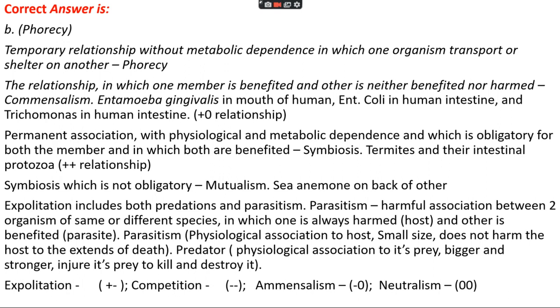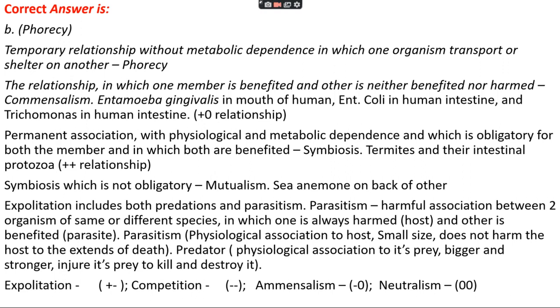Exploitation includes two terms, predation and parasitism. In both cases one is benefited and one is at a loss. Parasitism is a harmful association between two organisms of the same or different species, in which one is always harmed, that is the host, and the other is always benefited, which is the parasite. The difference between parasitism and predation: both are physiological associations, that is common. But in parasitism the parasite is actually small in size, whereas a predator is big and the prey is small. In parasitism there is not a long-term loss leading to the death of the animal. But in predation it is too much loss, which leads to the death of the prey.